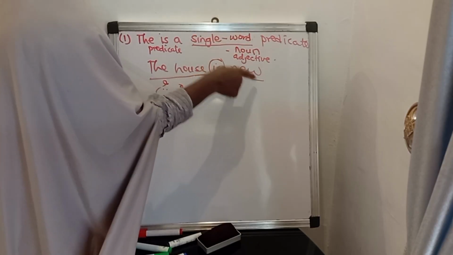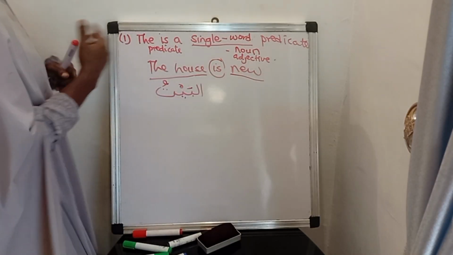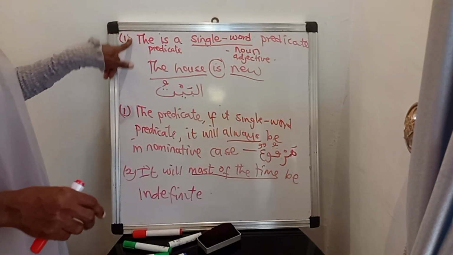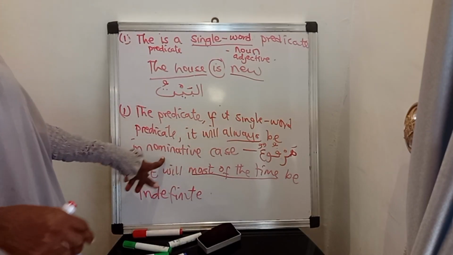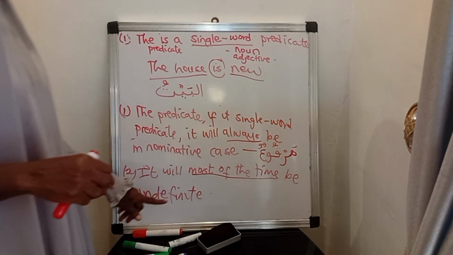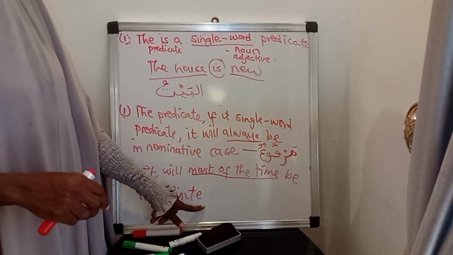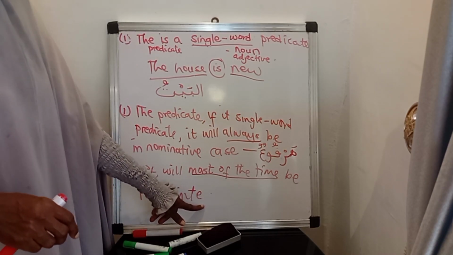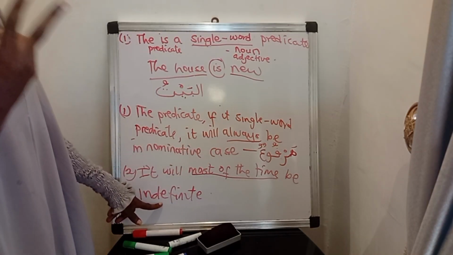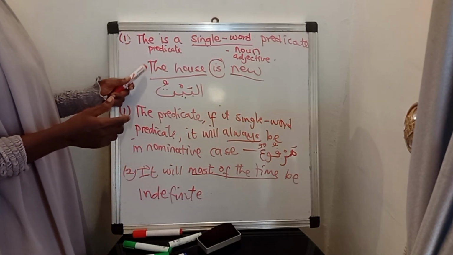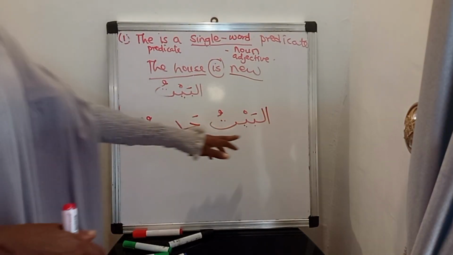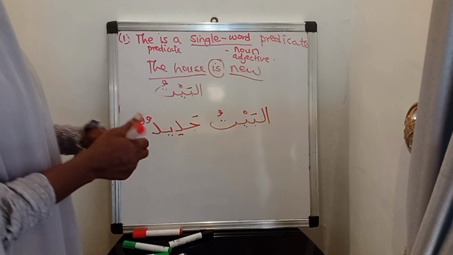So how do we recognize the predicate in a sentence when it is a single word predicate? If it's a single word predicate, it will always be in the nominative case. It's going to end with dhamma. And also, it will most of the time be indefinite. Being indefinite means that it's going to have tanween at the end. Since it's ending with dhamma, it's going to be tanween dhamma. So in our example, the house is new, we already know the subject al-baytu. So let's complete the sentence. Al-baytu jadidun. Jadidun means new.